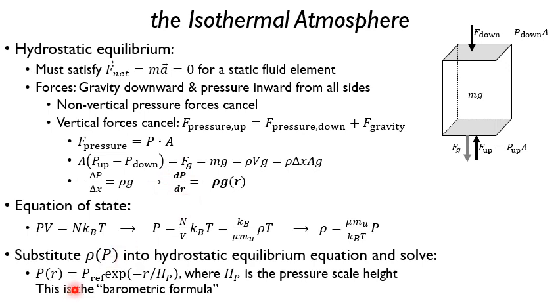And what you get is this barometric formula, where you see that the pressure as a function of the height, or really the radius from the Earth, is equal to some reference pressure, and it decreases exponentially. And the scale constant for that decrease is known as the pressure scale height, and that's just going to be related to these constants here.